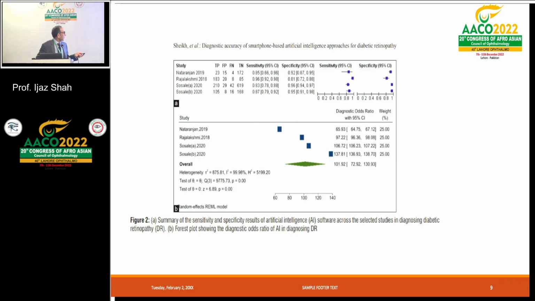So they looked at the diagnostic accuracy of smartphone-based artificial intelligence approaches for diabetic retinopathy, and they were showing very good results. More than 80% is really good, and they were almost 90% for specificity and sensitivity.